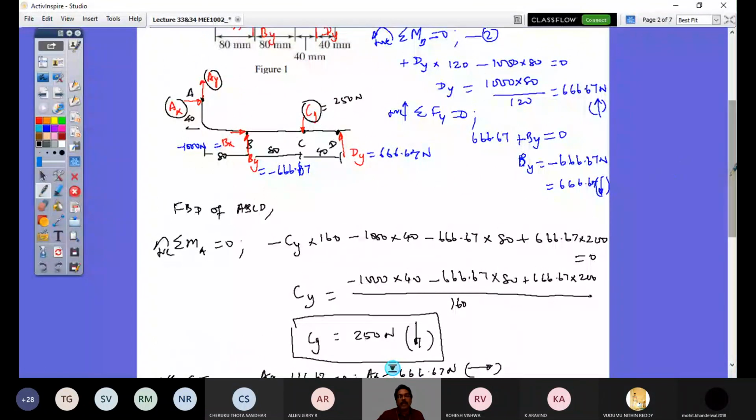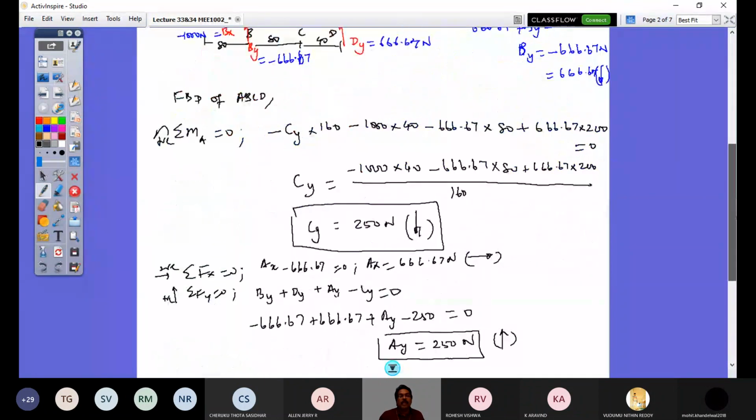So when I substitute that in this equation, Ax minus 1000, it's not this, minus 1000. So this is 1000 Newton. Right? So please correct this. This is 1000 Newton. So Ax is 1000 Newton and Ay upward, the value of that is 250 Newton.